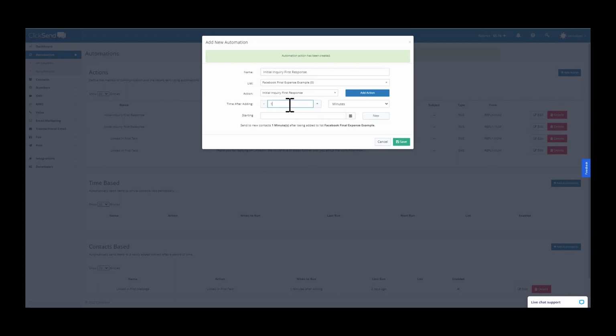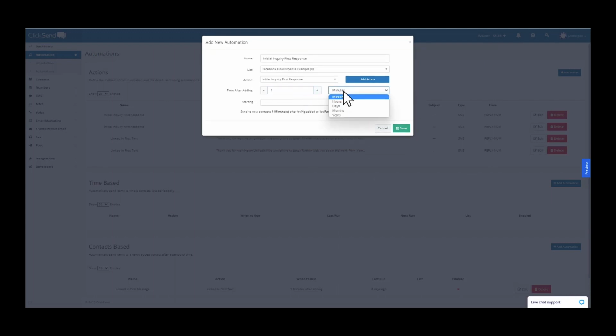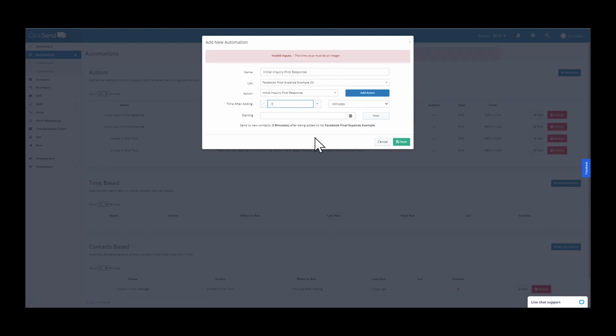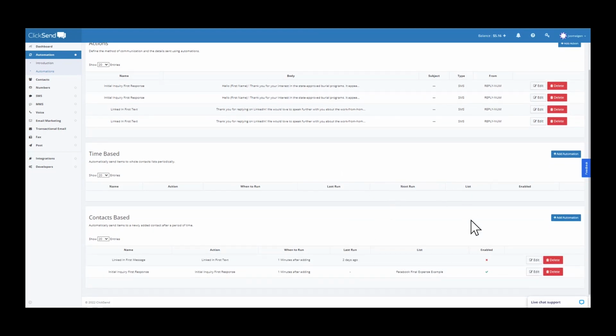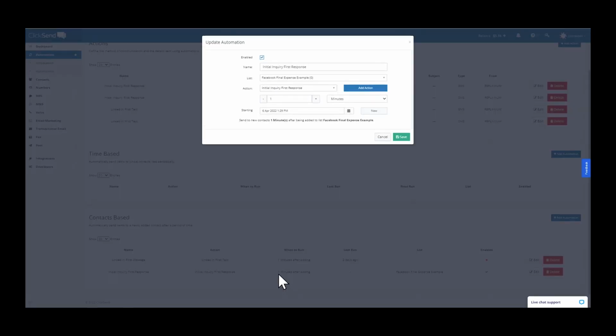And then you can do it 1 minute after they get that text. Unfortunately, you can't do seconds. I wish I could do like 0.5, but the value must be an integer, and it can't be 0. Oh, shoot, it can be 0. Cool. So, initial inquiry first response. Actually, it automatically defaulted to 1 minute.